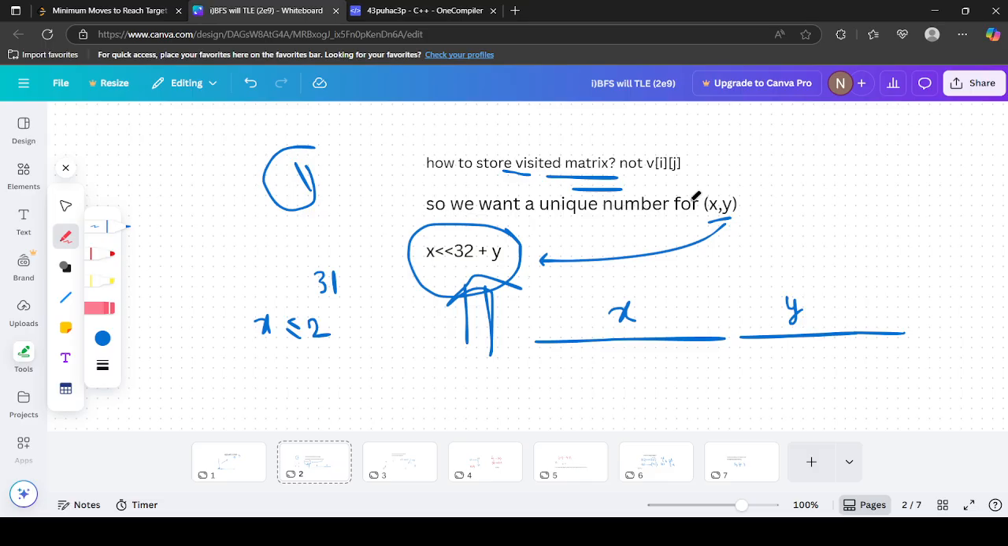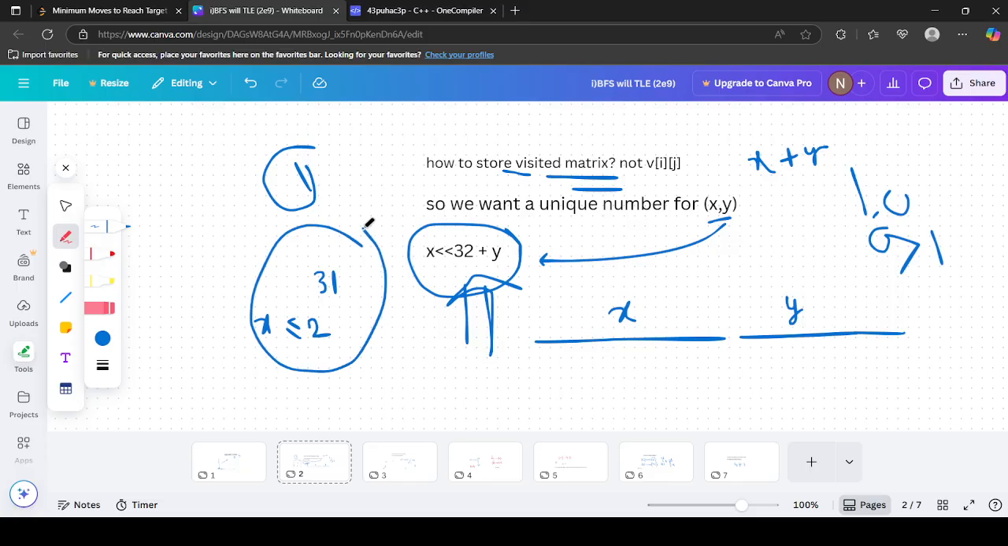How can we do that? Can x plus y be the answer? Obviously no, because for (1, 0) and (0, 1) the value is the same. So we want a unique hash function that gives a unique value for every coordinate (x, y). How can we find that? x and y are less than or equal to 2 power 31 because they are less than 1e9. So for x and y, what can be a unique value representing this?